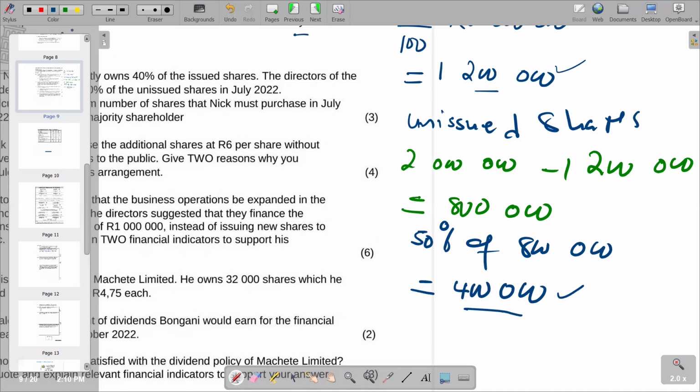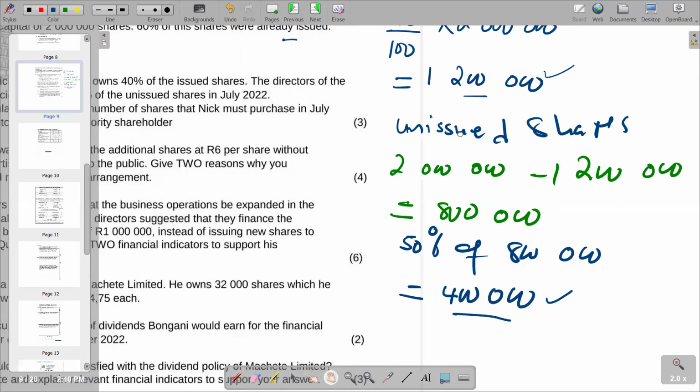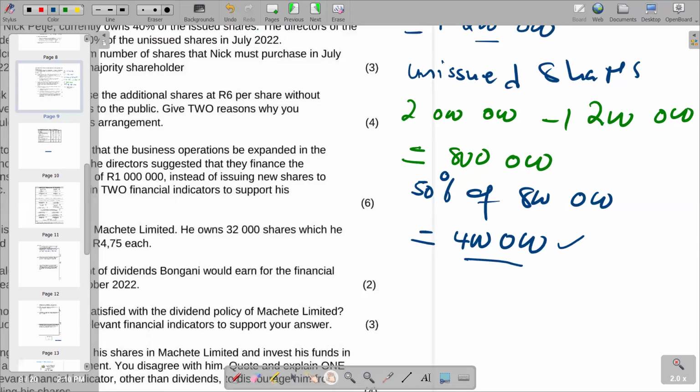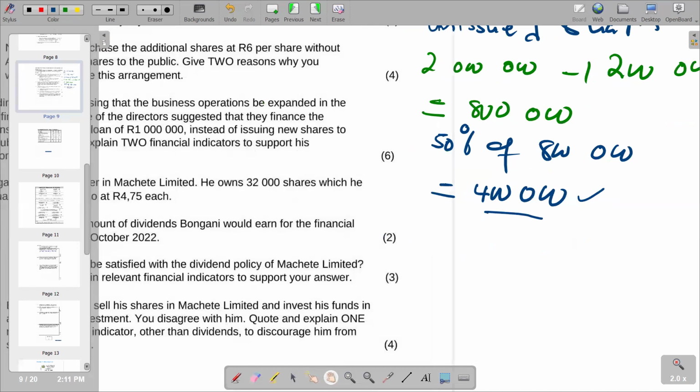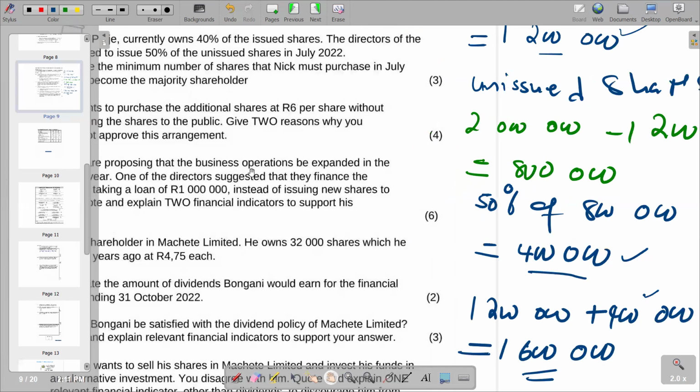So the new level of issue would be 1,200,000 that are already issued, plus the further 400,000 that need to be issued. So 1,200,000 plus 400,000 means the shares in issue will now be 1,600,000. So from there, we can now calculate what is required.